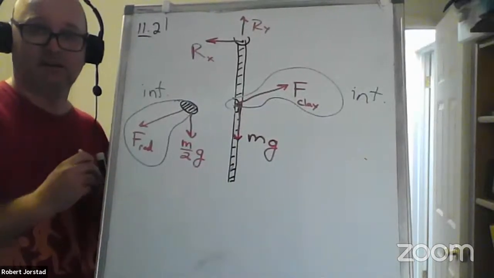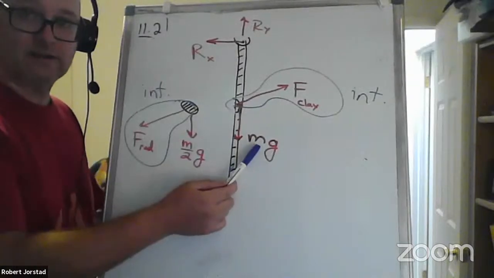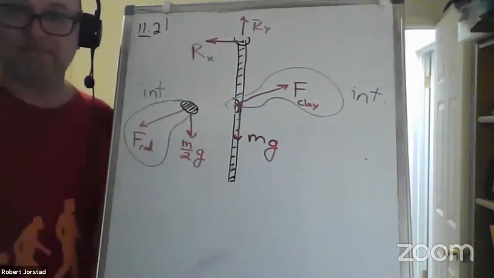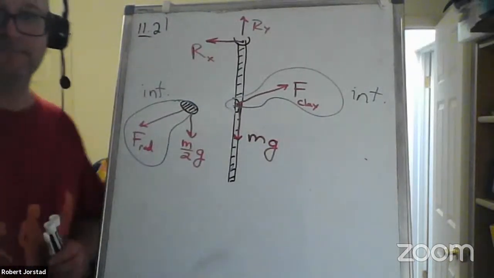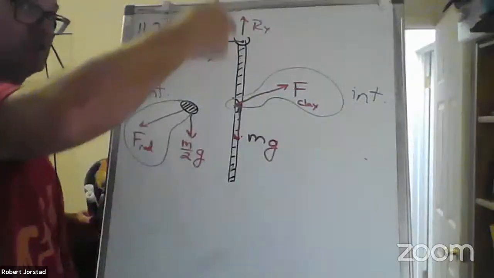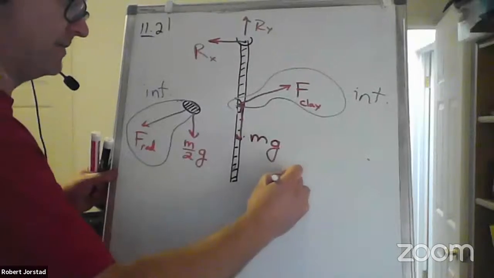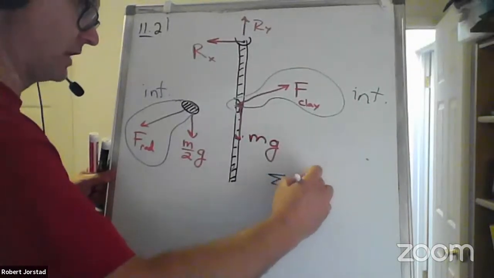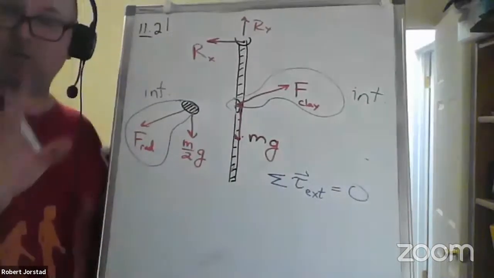external torque? Let's look at these. Does mg cause a torque about the pivot point? It doesn't because it goes through the point. Line of action through the pivot. And same for these two. So there's no external torque. So what we see is the sum of external torques equals 0. Now, wait a minute.